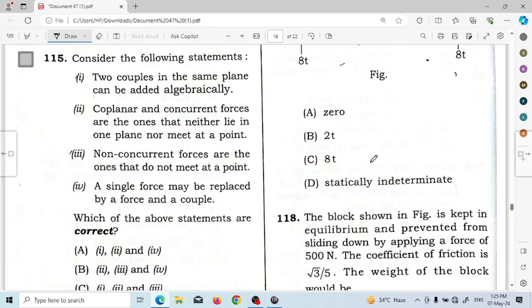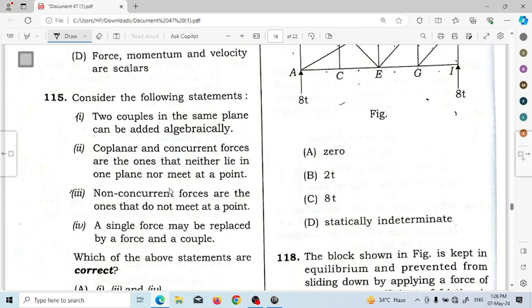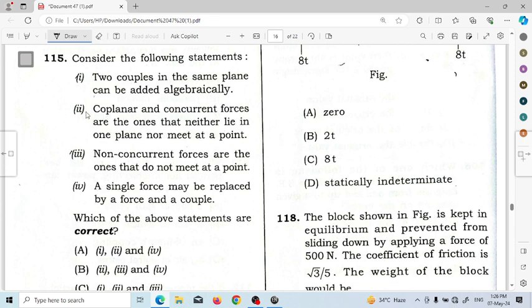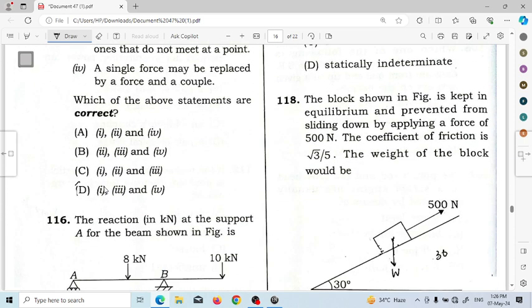Next, question number 115. Consider the following statements. Two couples in the same plane can be added algebraically. Coplanar and concurrent forces are ones that neither lie in one plane nor meet at a point. Next, non-concurrent forces are the ones that do not meet at a point. Next, a single force may be replaced by a force and couple. So this option is incorrect. Next, the remaining 1, 3, and 4 will be correct. So option D is the correct answer.